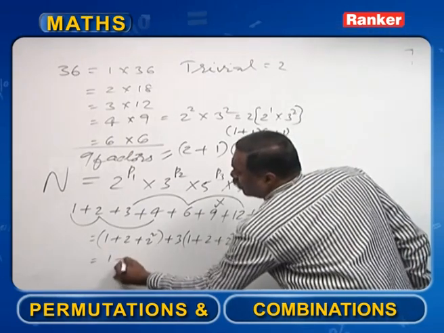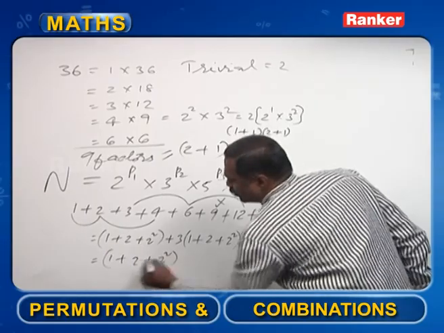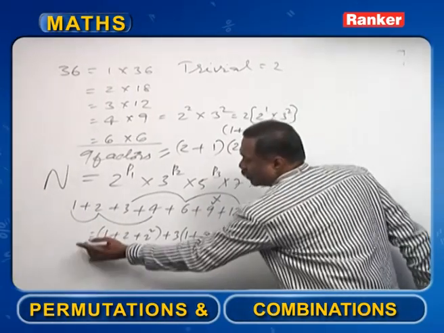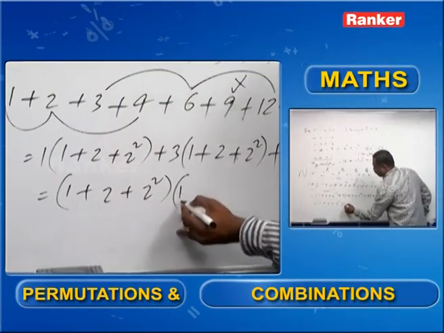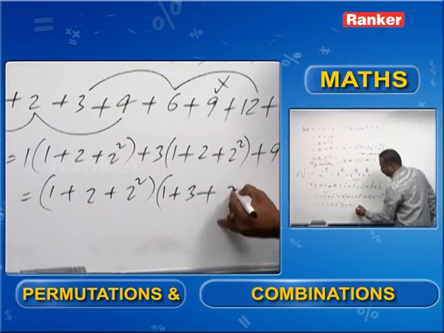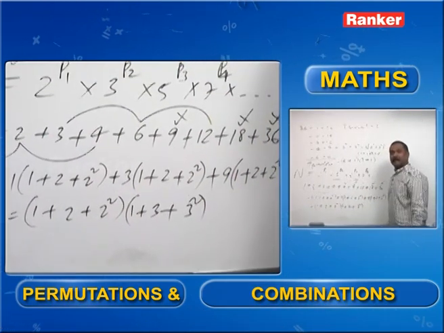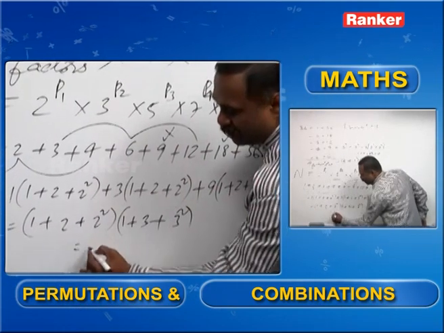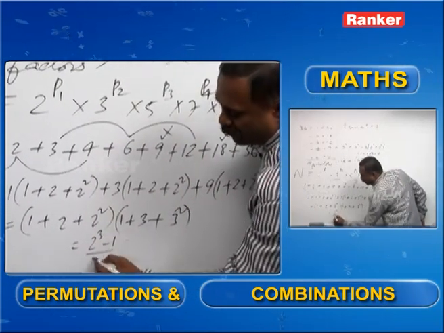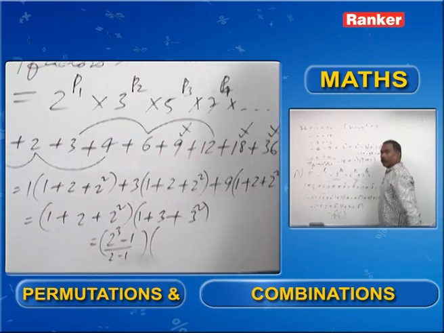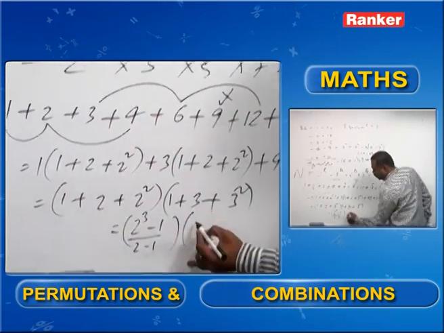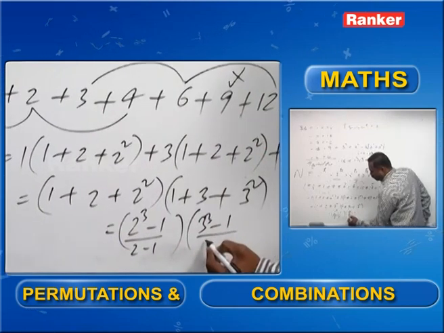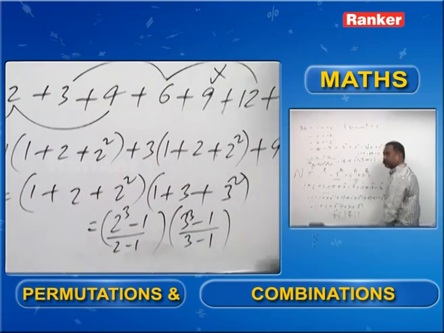So what will you get here? 1 plus 2 square into, again, if you take this common, 1 plus 3 plus 9 is nothing but 3 square. So you can say it's a geometrical sequence, which is nothing but 2 cube minus 1 upon 2 minus 1 into 3 cube minus 1 upon 3 minus 1.